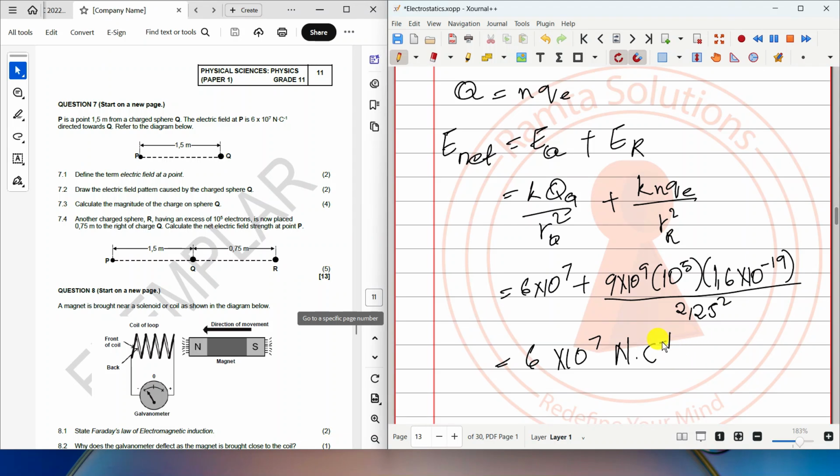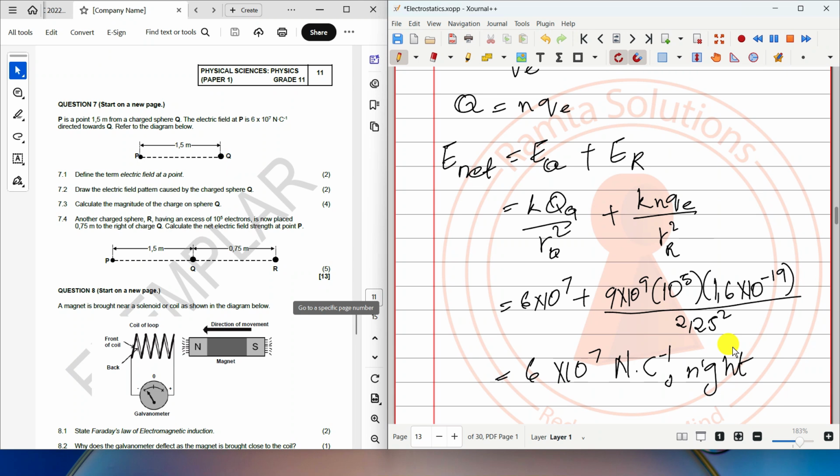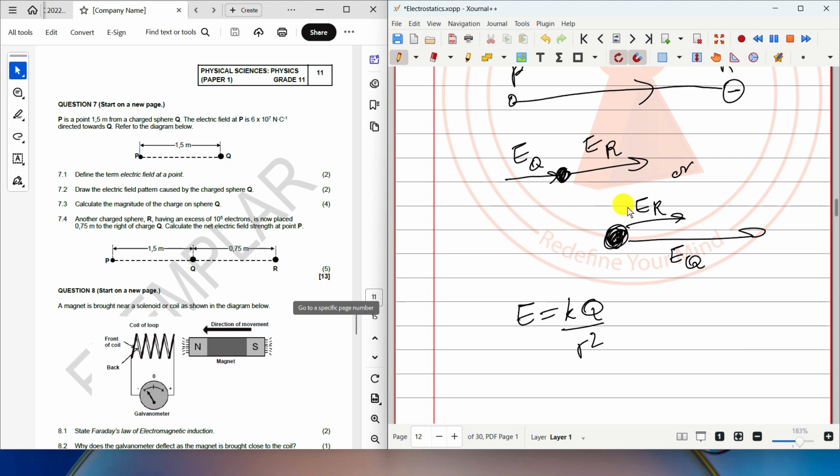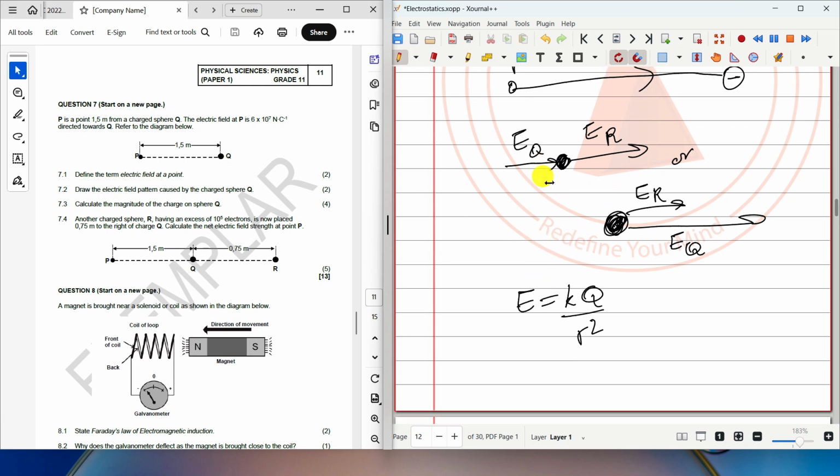With what I'm seeing, it is going in the same direction. Did they say the magnitude? No. So it is going to the right. Okay, the net electric field strength is to the right. Okay, guys? The net electric field strength is to the right. And this is how you attempt your questions. The game changer for this particular question, guys, is you being able to get the vector of your electric field strength at point P.